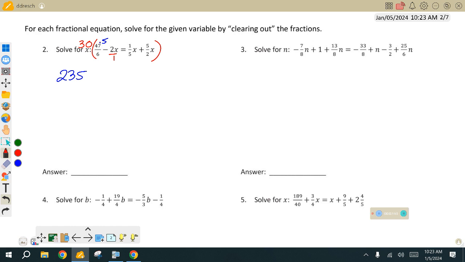Same thing. Divide, and whatever you got, multiply by that numerator. 30 divided by 1. Does that do anything? No. So 30 times 2x is 60x. Okay, keep going, same thing. 30 divided by 5, 6, and 6 times 1 is 6. 30 divided by 2, 15, and 15 times 5x is 75x.